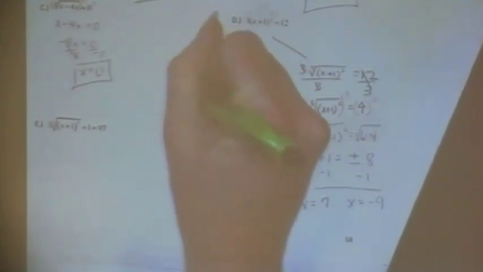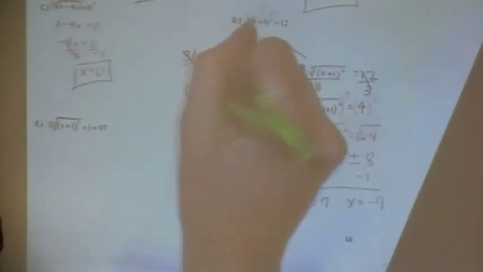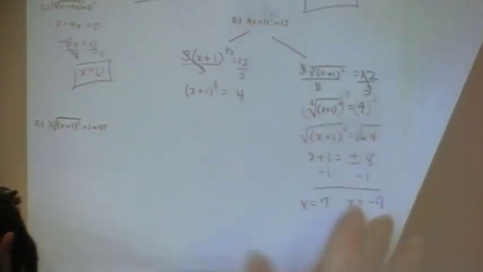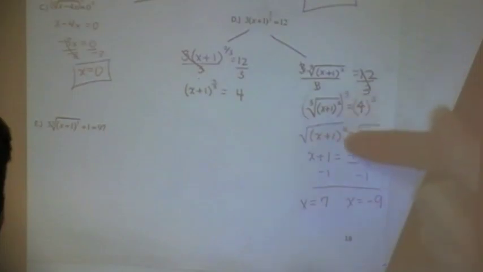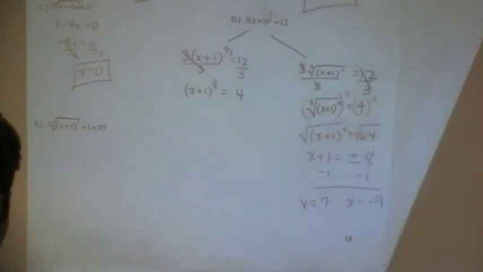Principle's the same. You're going to isolate what would be the radical, so divide by 3. And I get x plus 1 to the 2/3 power equals 4. And right here's where it's easier. Because over here, this took me 2 steps. I can do it in 1 if I use my fractional exponent.